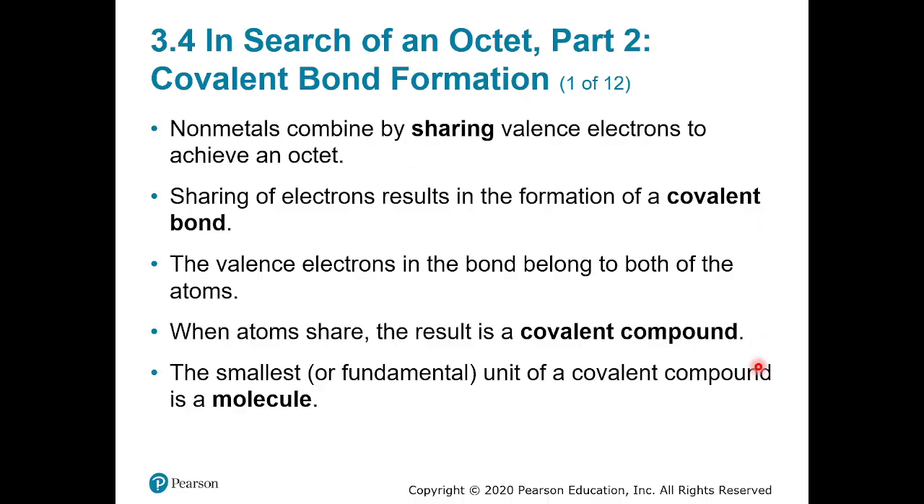All right. The valence electrons in the bond, they'll belong to both of the atoms because both atoms are still associated with it. Okay? When atoms share, the result is a covalent compound. And so that's what's referred to as a covalent compound, versus an ionic compound, right? Which is what we had looked at before. Now, the smallest fundamental unit of a covalent compound is what we refer to as a molecule, and that's actually where molecules start coming in.